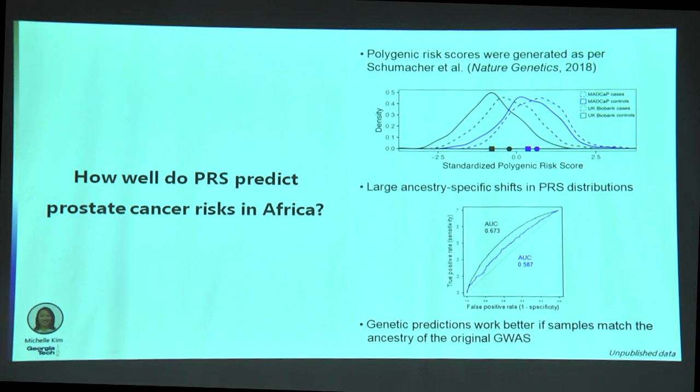Okay? If there are real differences in risk between these populations, then they're not going to be exactly overlapping. But the fact that there's such a shift to the right when it comes to the blue curve suggests that something's going on in terms of this polygenic risk score, and it's not going to work that well in Africa.